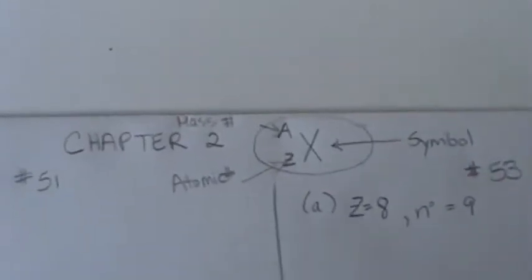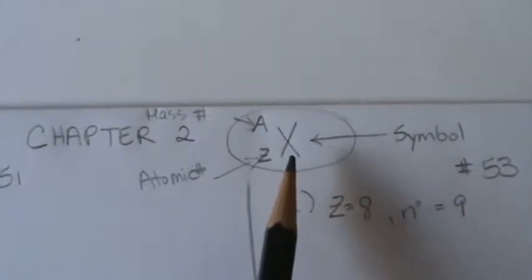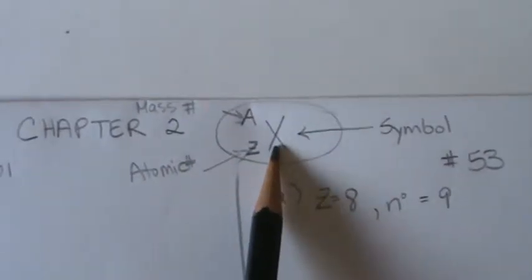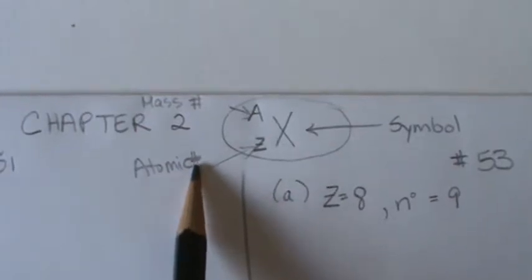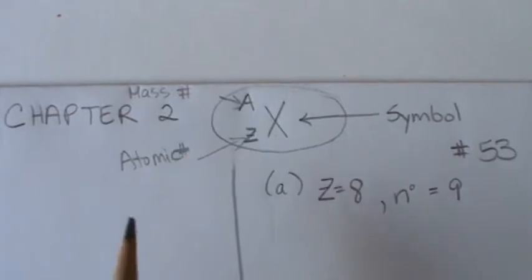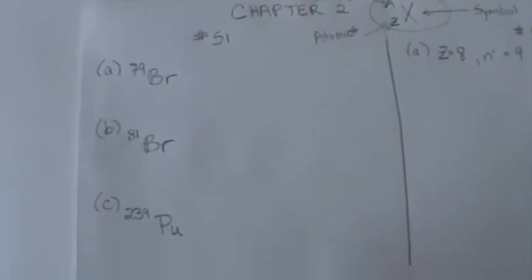And one of the things that I want to kind of review is this symbol to describe our elements, where we have X, A, and Z. X is the symbol for the element. Z at the bottom is the atomic number, that's the number of protons. And A at the top is our mass number, okay? So, based on that, let's come over. I'm only going to do a few of each one.